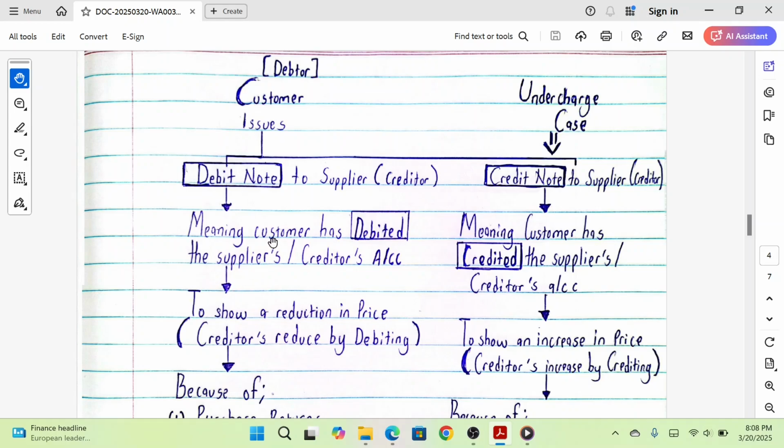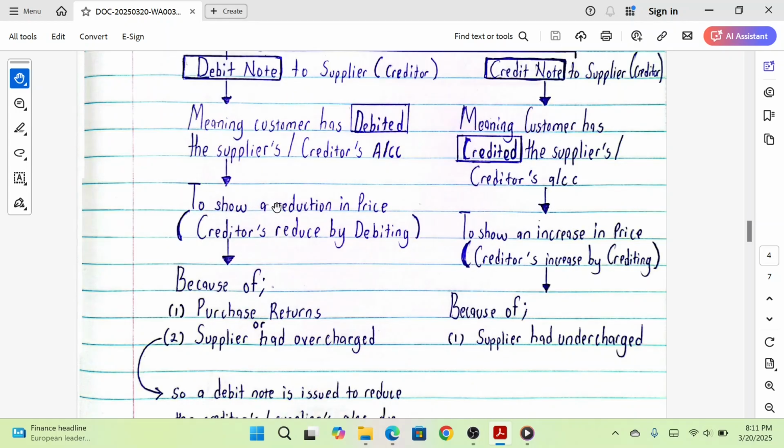So this will show in the books of the customer a reduction in price. What does this mean? Remember from Alice, creditors are reduced by debiting. So if I want to show a reduction in the amount owed to the creditor, I will debit. Hence, I'll be sending a debit note to the supplier. A customer sending a debit note to a supplier only means that the customer has debited the supplier's account, the supplier who is a creditor, and this shows a reduction in price. And we know that creditors are reduced by debiting from Alice. So having known that, why do you need to show a reduction in price?